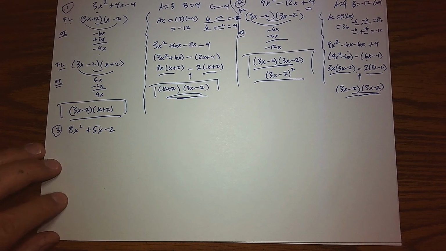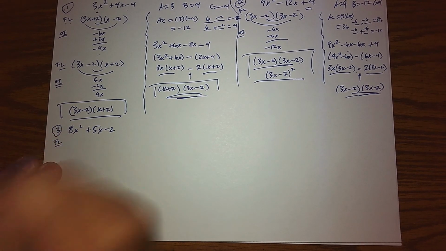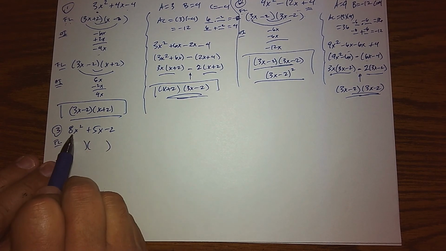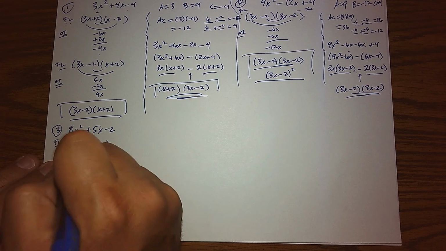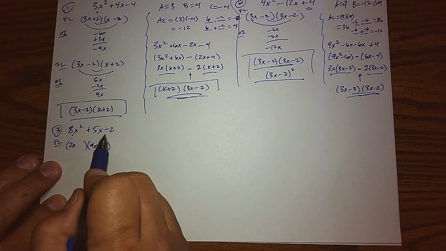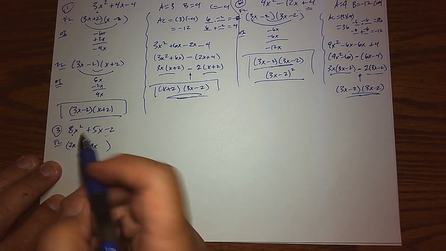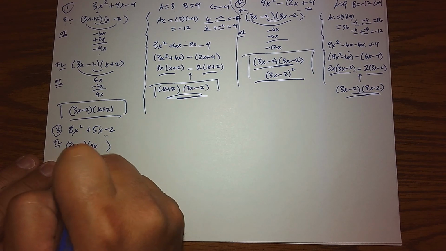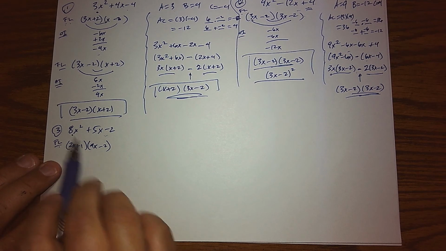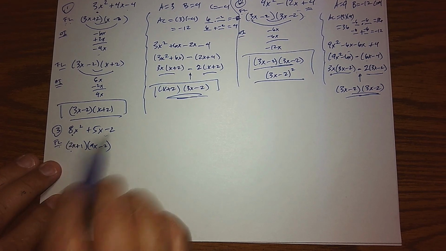Again, the guesser and checker in me wants to try some guesses. So my F and my L, I'm thinking, okay, well, what times what equals 8x squared? So maybe 2x and 4x. All right, last, what times what gives us a negative 2? So maybe plus 1 and a minus 2. All right, so first times first is first. Last times last is last.